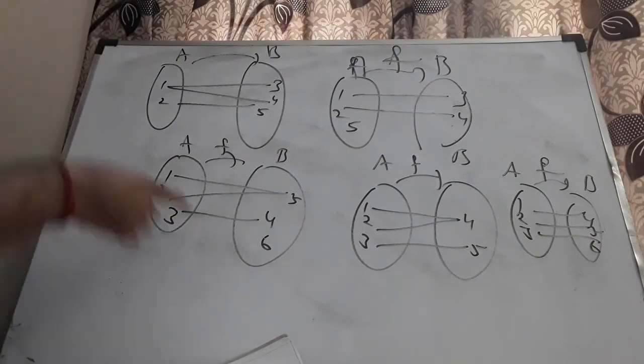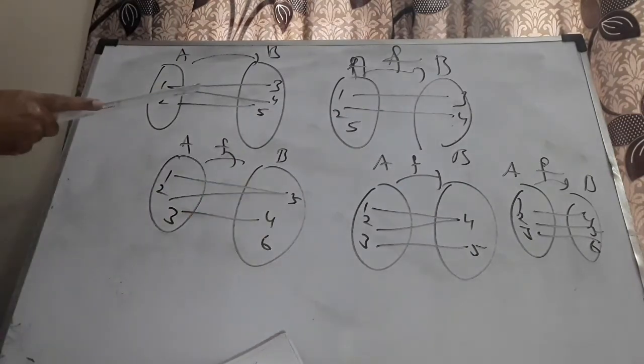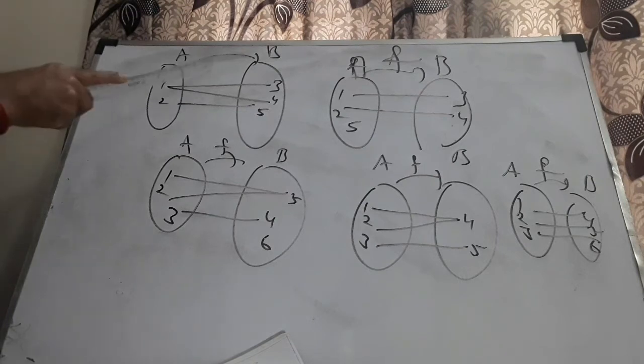Let me repeat. 1 has two images, which is not possible, which contradicts the definition of a function. Or otherwise, I can say that the passenger 1 is trying to move in two different trains at the same time, which is not possible.